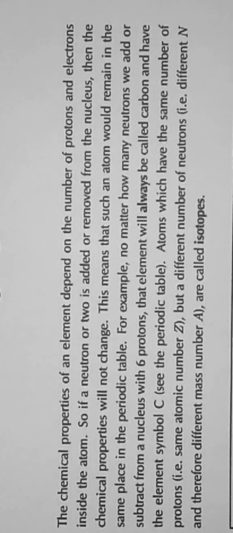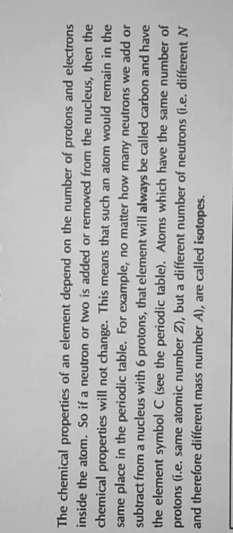So neutrons, if added or removed from the nucleus, then the chemical properties will not change. This means that such an atom will remain in the same place in the periodic table. For example, no matter how many neutrons we add or subtract from a nucleus with 6 protons, that element will always be called carbon and have the element symbol C.